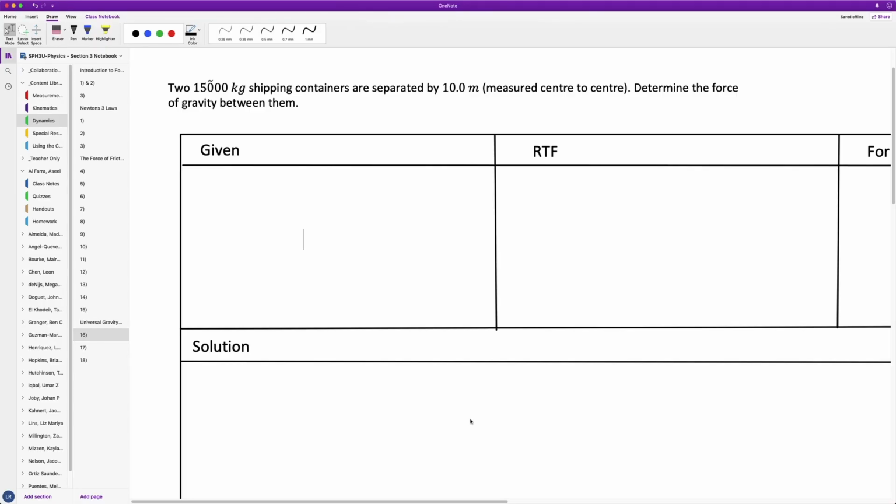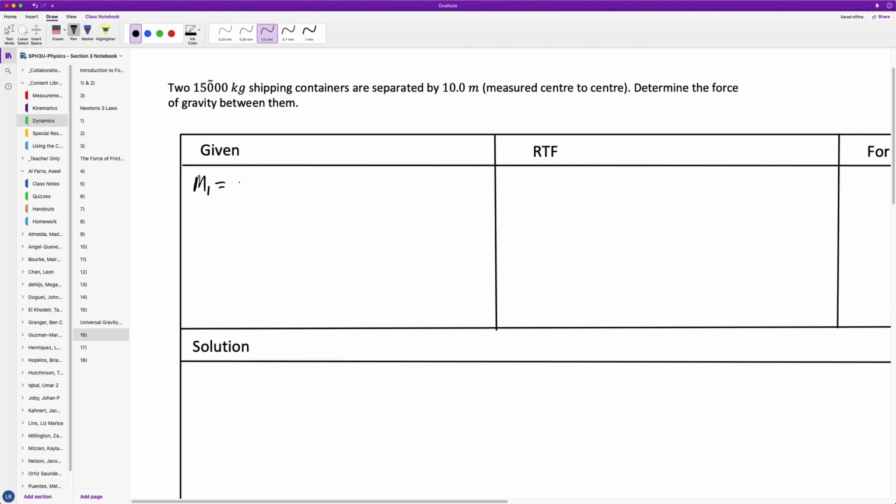Two 15,000 kilogram shipping containers are separated by 10 meters, measured center to center. Determine the force of gravity between them. All right, this is an example of Newton's universal gravity law, because we're not looking for the force of gravity acting on each individual container as a result of the Earth's pull. We're talking about the force of gravitational attraction between the two objects.